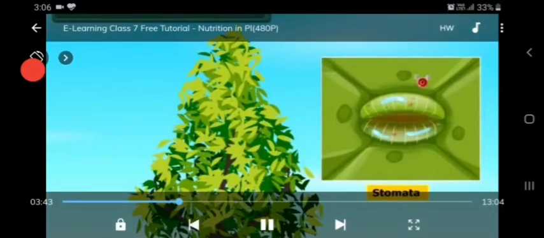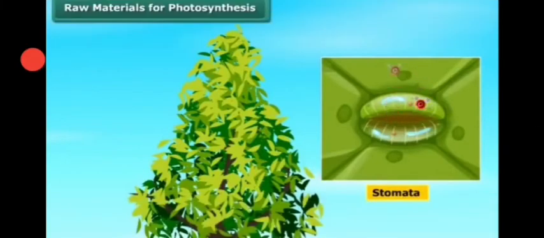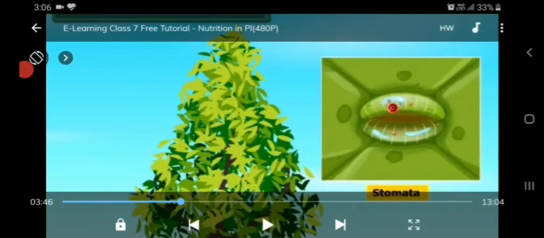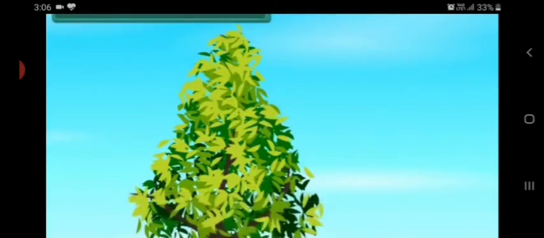So what is its role? Stomata generally do two things. So what are the two things? First thing is it collects the carbon dioxide which is required by the plants to prepare the food, and second thing is it releases the oxygen. After the food preparation, oxygen is produced in the plants, so it is released through the stomata.